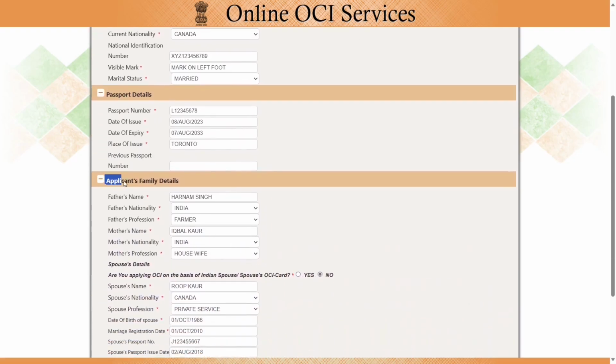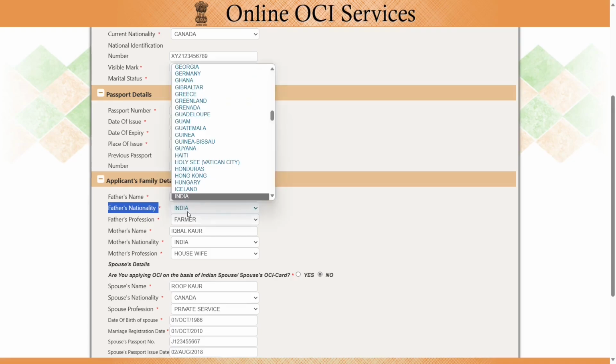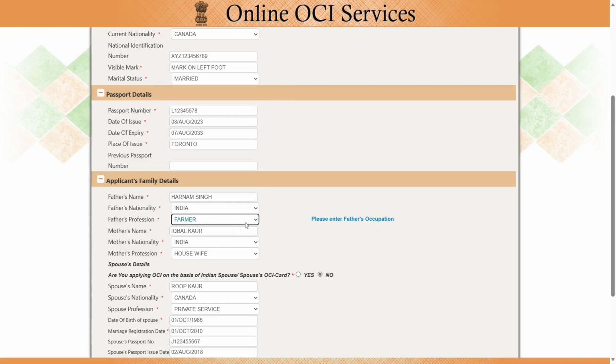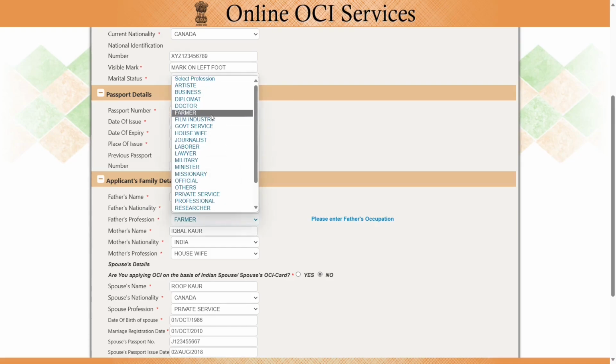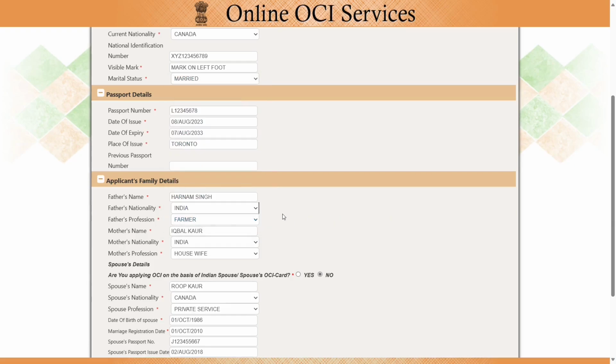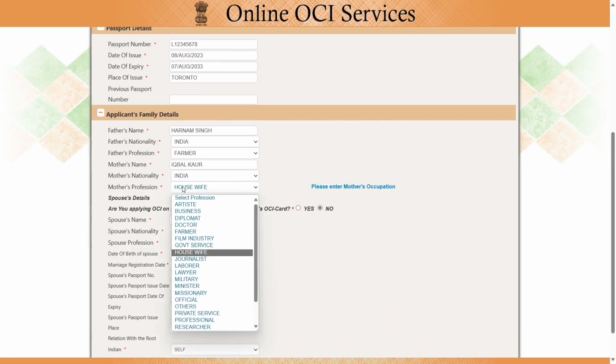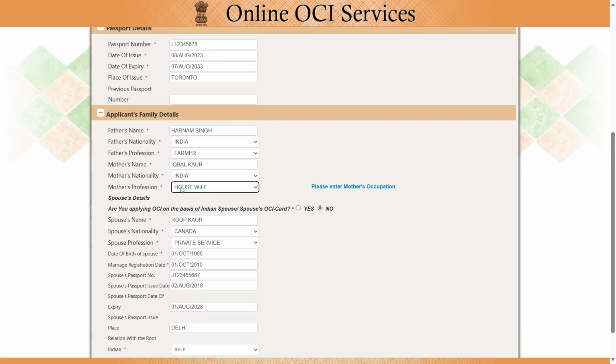Next section is applicant's family details. Enter here father's name, father's nationality. You enter here as per your situation and father's profession. You need to select from the drop-down menu and select the most relevant to profession. Similarly, enter here mother's name and nationality, and also provide mother's profession. For the purpose of this video, I am going to select here housewife from the drop-down menu.